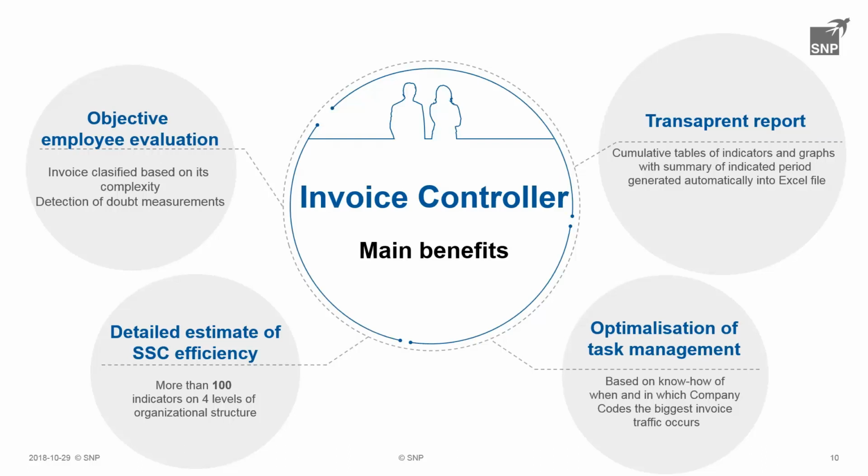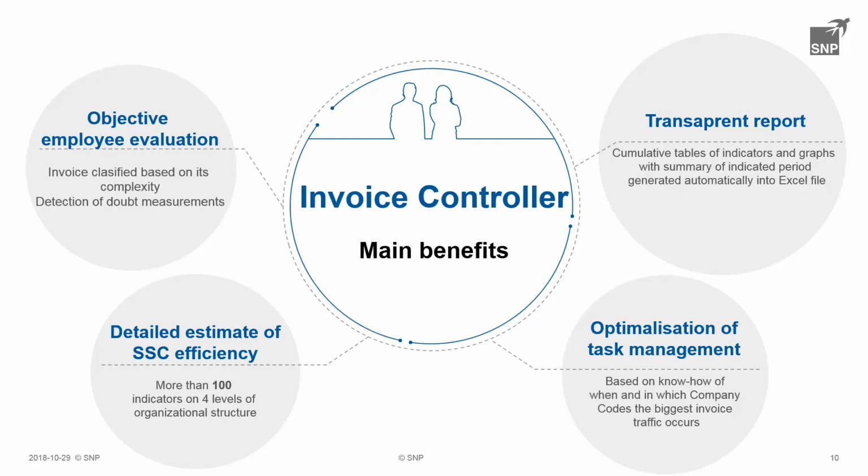All of this data can be easily analyzed, including employee salary information or even administrative costs of shared service centers in indicated amounts. Shared services centers' efficiency can be evaluated based on more than 100 various indicators defined on 4 levels of company organizational structure, which are shared service center level, company code in shared service center level, employee level, and employee in indicated company code level.